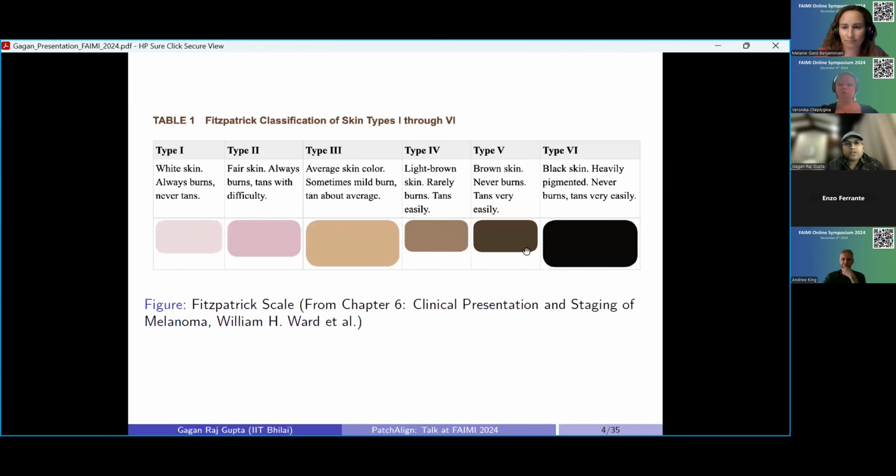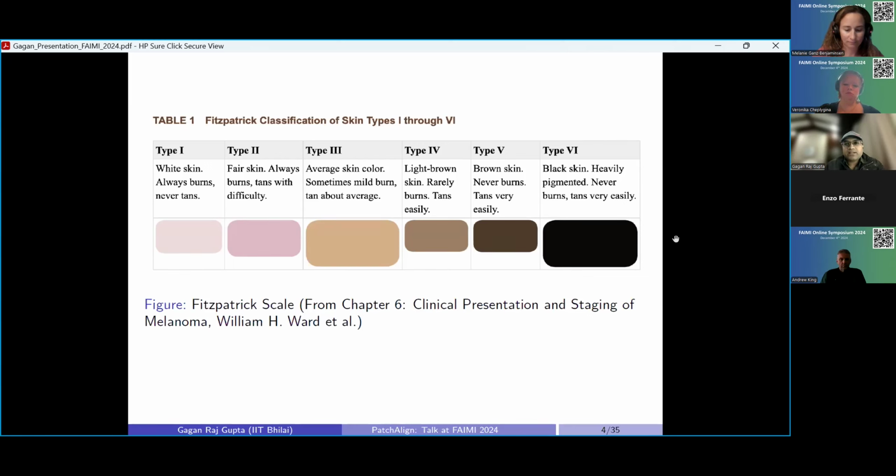This is how the Fitzpatrick scale looks for skin. On the one hand we have white skin, which always burns and never tans. And then at the extreme, we have black skin, which is heavily pigmented, never burns and tans very easily. So there's a whole range.